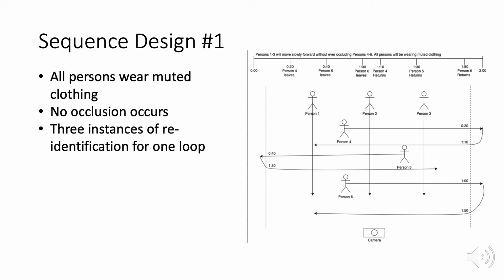During the sequence, person 1, 2, and 3 move slowly forward while persons 4, 5, and 6 move perpendicular to them, eventually leaving the frame and returning at staggered intervals. Also, the drone will move backwards in the same direction as persons 1, 2, and 3 to ensure they remain in the frame the whole time.